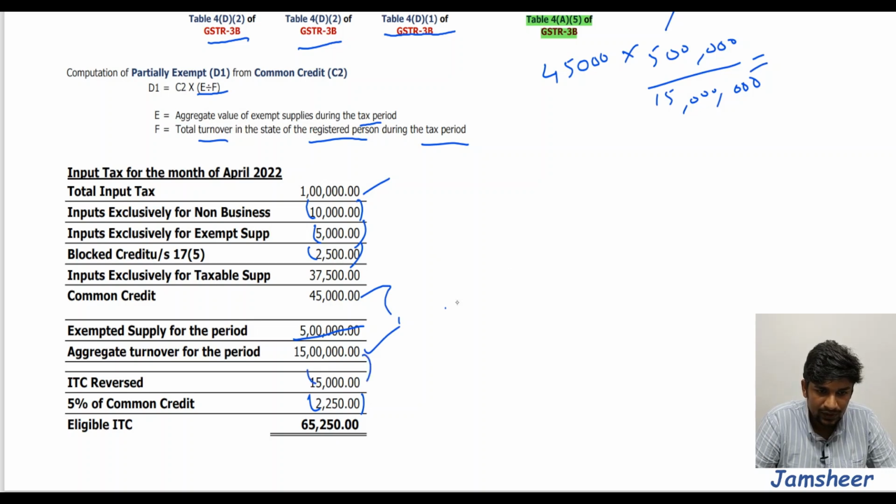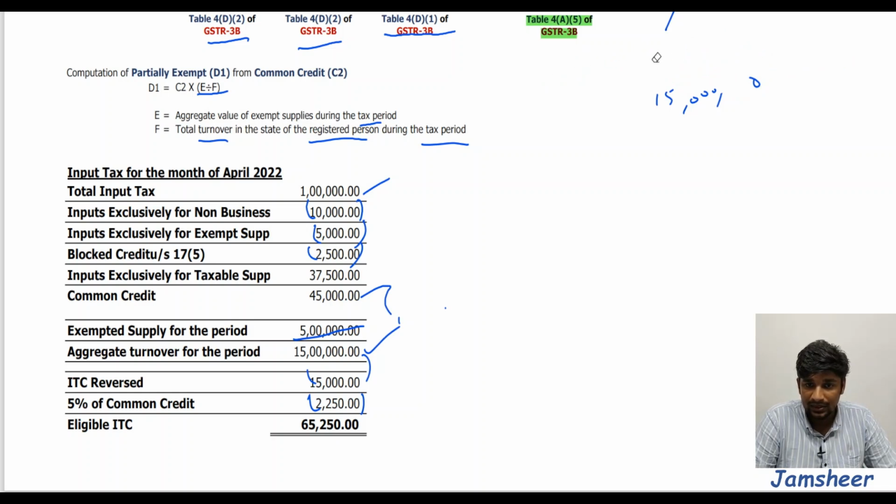It will be 15,000. This 15,000 will be reversed under rule number 42. So our total input tax credit will be available as per rule number 42. After reversal of the input tax credit under rule number 42, our total input tax credit is 1 lakh rupees. Here we have to reduce 10,000, 5,000, 2,500 in the ITC reversed.